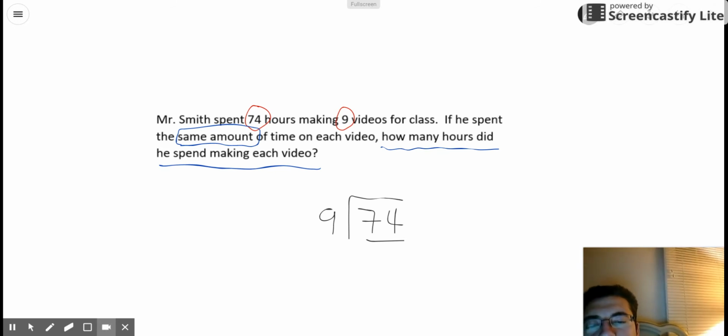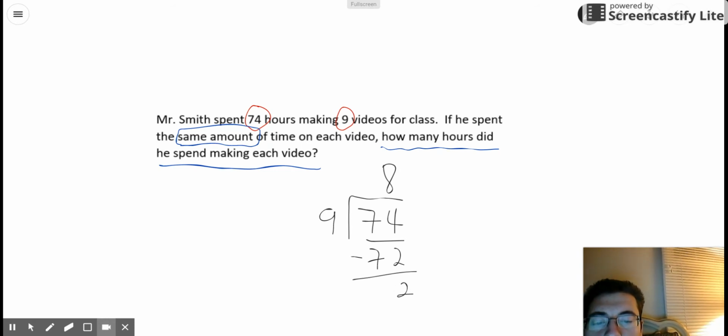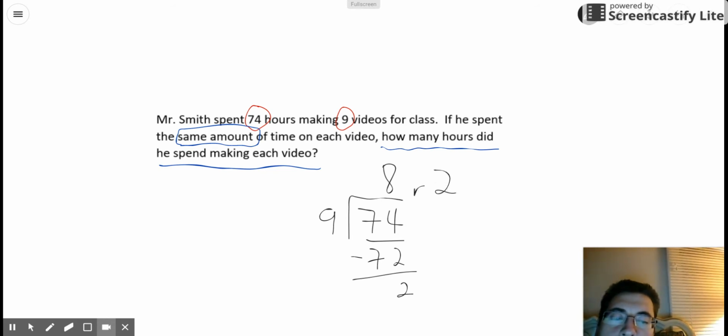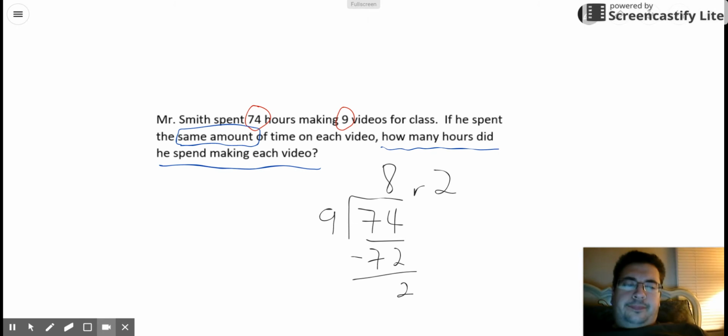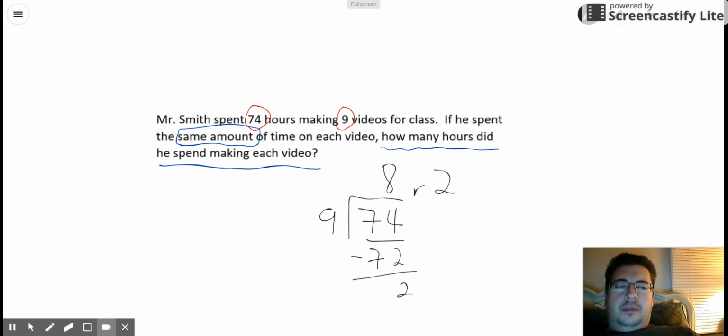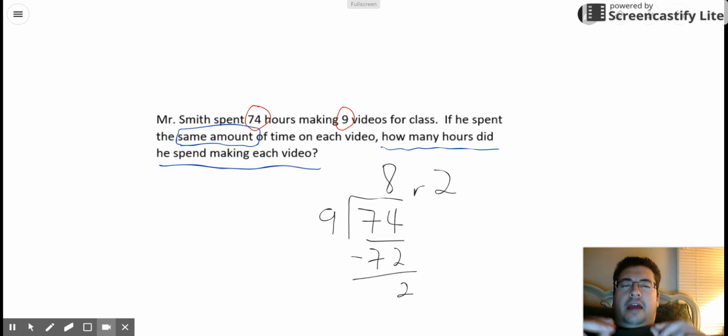And so 9 goes into 74 8 times. And 8 times 9 gives us 72. And the difference between 72 and 74 is 2. And so the answer to this division problem is 8 remainder 2.